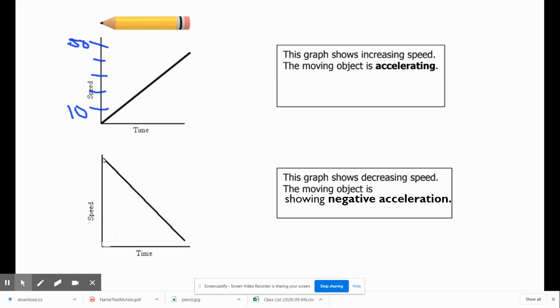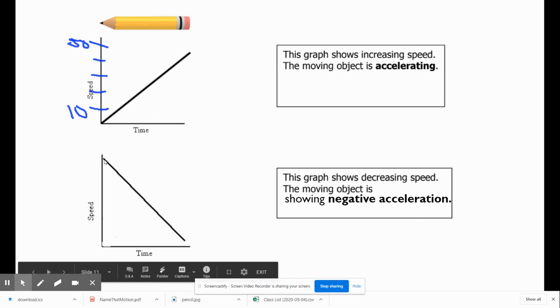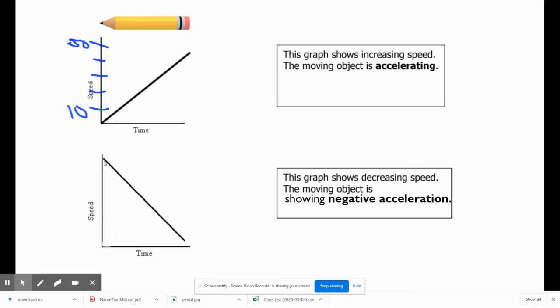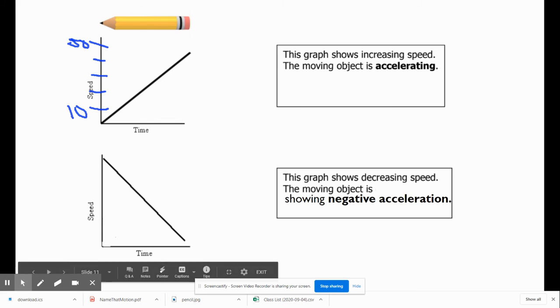The opposite is going on down here. When the speed time graph has this nice line in this direction, this means that the object is slowing down, and we say that that is negative acceleration. It's going fast, and now it's going slower and slower and slower and slower. Okay.